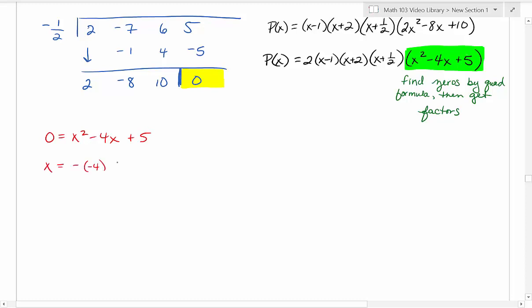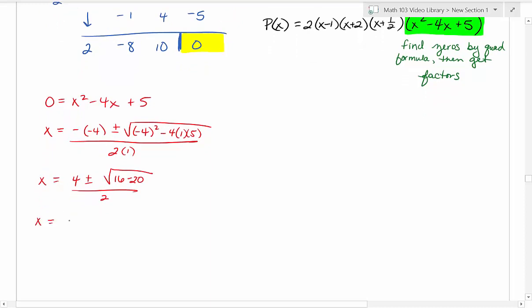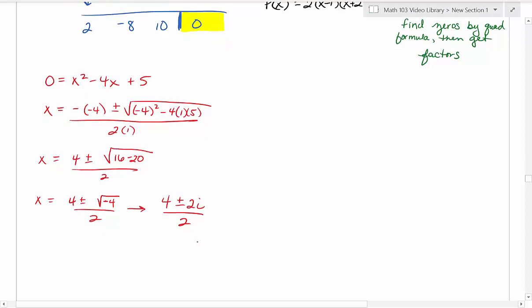So x will be 4 plus or minus the square root of -4 squared minus 4 times 1 times 5, all over 2 times 1. X will be 4 plus or minus the square root of 16 minus 20 all over 2. That'll be 4 plus or minus the square root of -4 over 2. Well, that's the same as 4 plus or minus 2i all over 2. We want to simplify the fraction overall. I recommend you break it up into 2 when doing that. It's going to be 4 over 2 plus or minus 2i over 2. We end up with 2 plus or minus i.